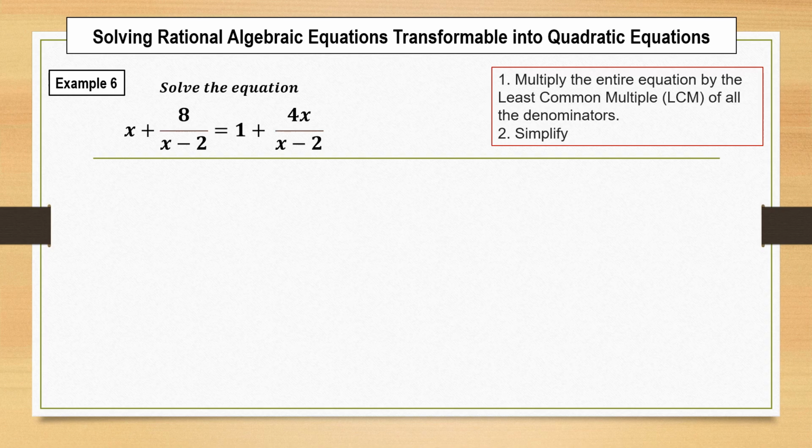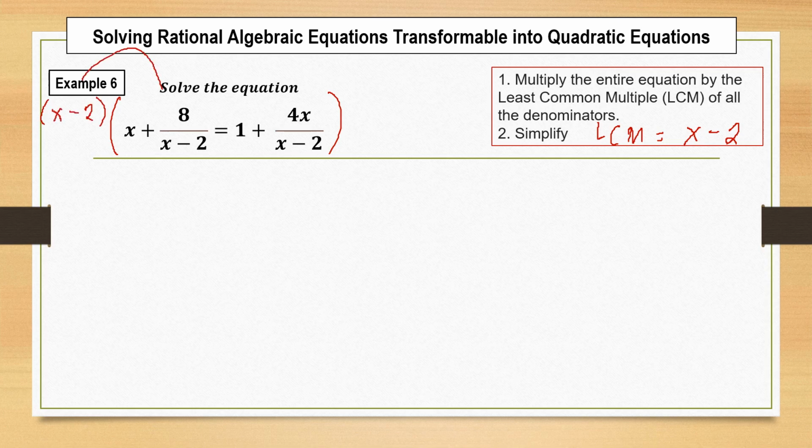Let's have another example. Solve the equation x plus 8 over x minus 2 is equal to 1 plus 4x over x minus 2. So step 1, multiply the entire equation by the LCM of the denominators. So what is the LCM of the given denominators? It is simply x minus 2. We multiply the entire equation by the LCM of the denominators, which is x minus 2.